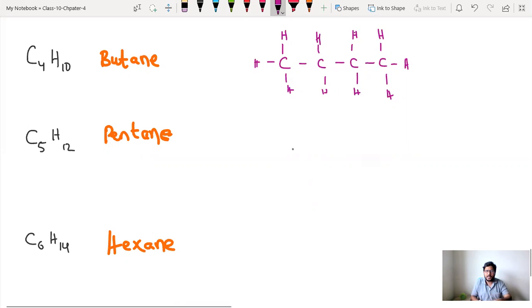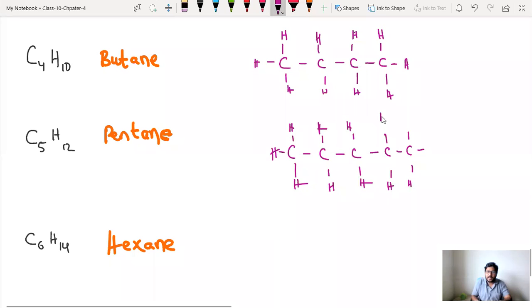You can also draw along with me. C5, 1, 2, 3, 4, 5, because it is saturated single bonds. For first carbon 1 already there, 2, 3, 4. For second carbon 2, 3, 4. Third carbon 2, 3, 4. Fourth carbon 2, 3, 4. Fifth carbon 1, 2, 3, 4. And hydrogens 12, 1, 2, 3, 4, 5, 6, 7, 8, 9, 10, 11, 12.